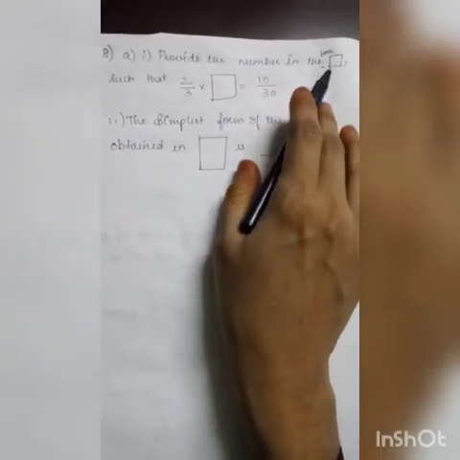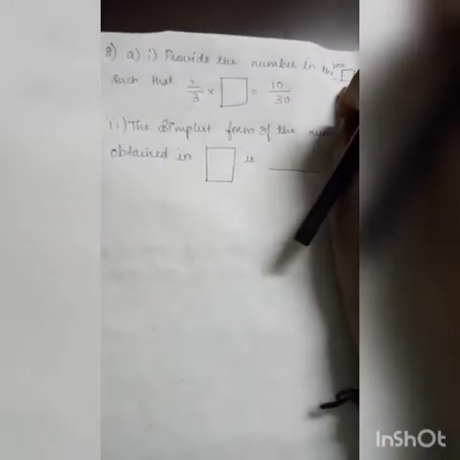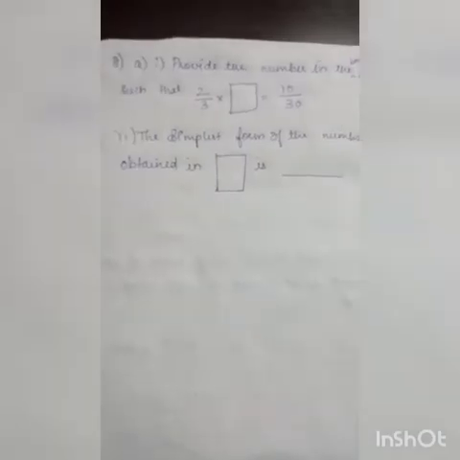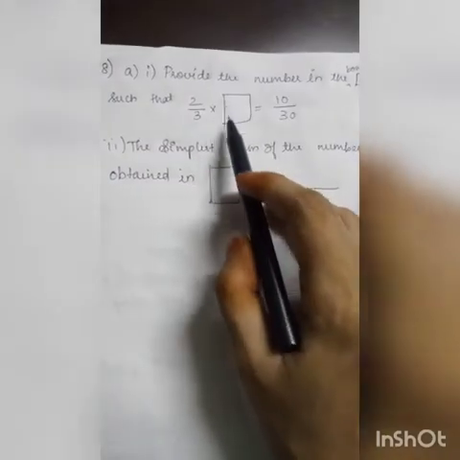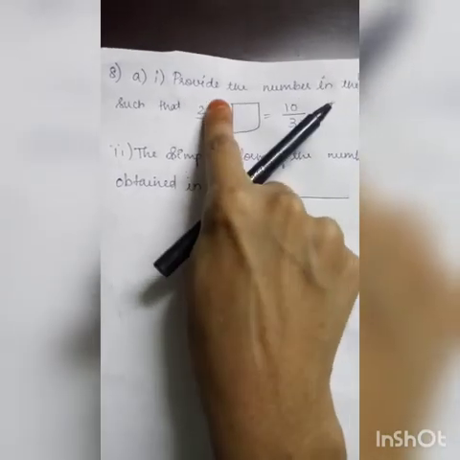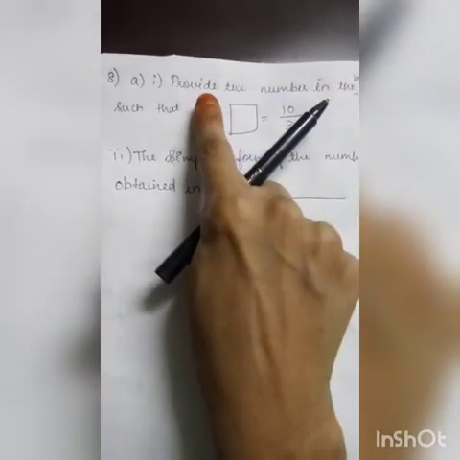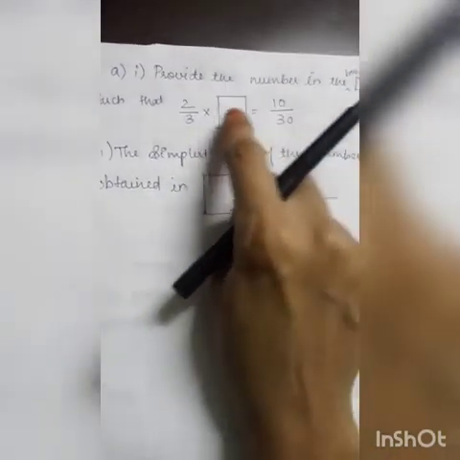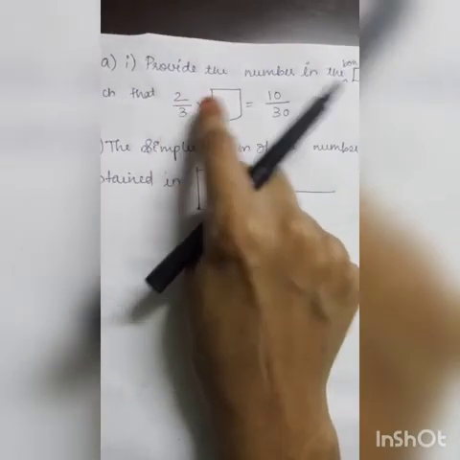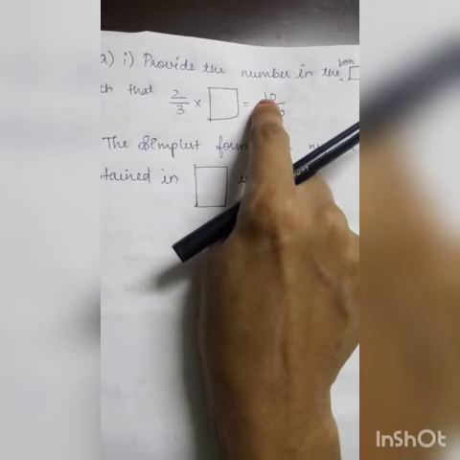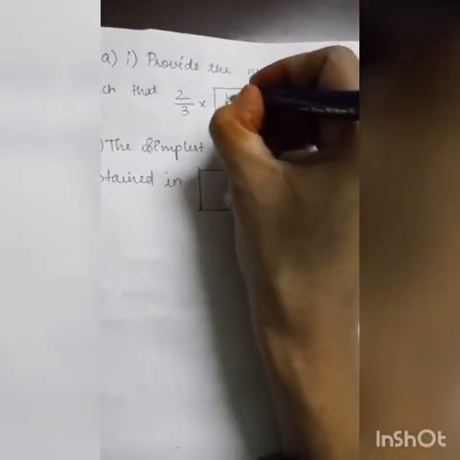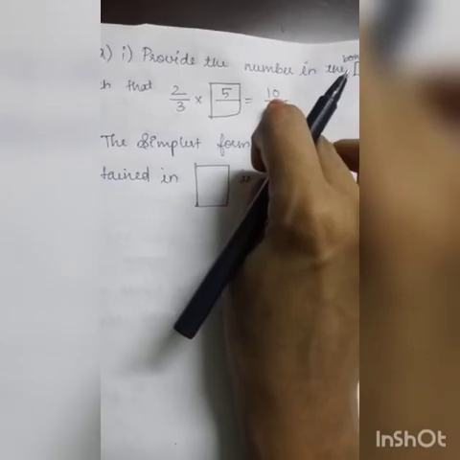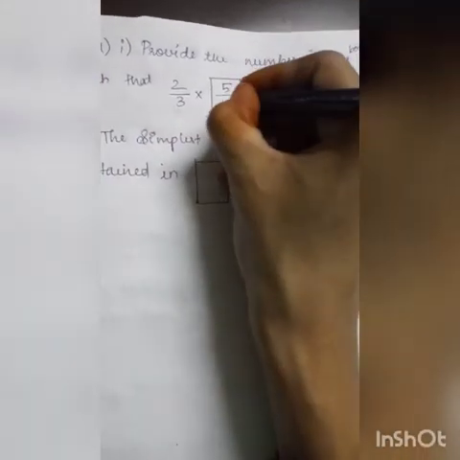Provide the number in the box. So you are going to give a number in that box such that 2/3 into that box will give 10/30. Okay. So what am I just going to find? I am going to find this value in the box. If I multiply this value with 2/3, I should get 10/30. In the numerator, if you multiply 2 by something, how will you get 10? If you multiply with 5, 2 into 5, 10 you will get, right? Likewise, 3 into 10, 30.